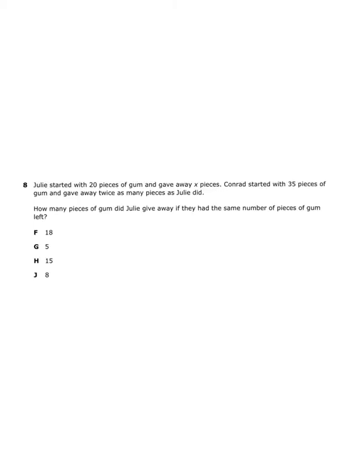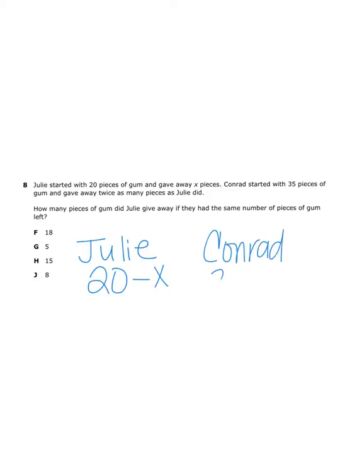Number 8. Julie started with 20 pieces of gum and gave away x pieces. So we're going to organize our information. Julie started with 20 pieces of gum and gave away x. Conrad started with 35 pieces of gum and gave away twice as much as Julie did. So he gave away 2x. There's your equation, and then you're just going to solve your equation.